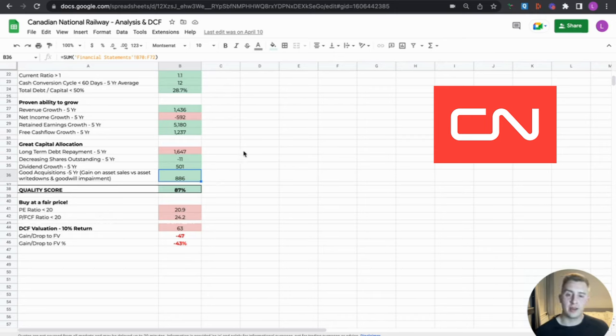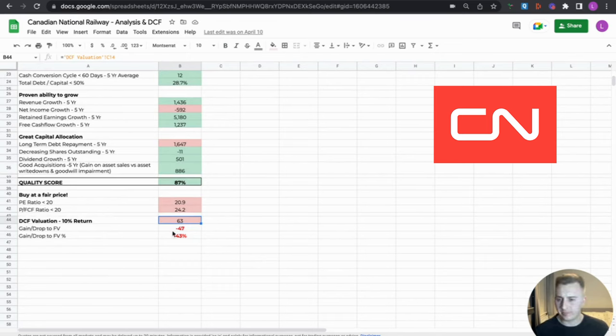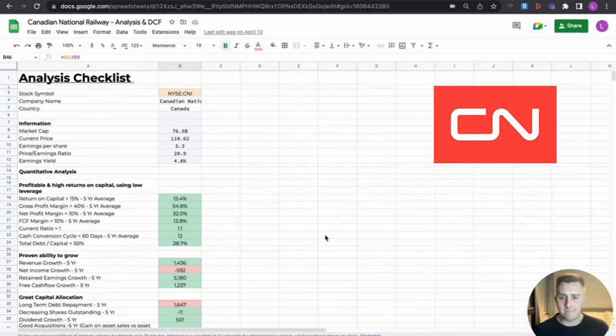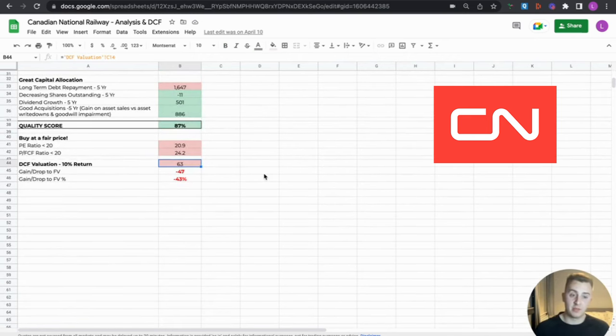Buy at a fair price. We want to buy companies at a fair price for many reasons. The lower you buy a company, simple as, the more returns you'll make. Just some basic metrics here: P/E ratio of 21 and price to free cash flow 24. Near enough where 20 is, but for a company which isn't growing much, 20 is a high P/E ratio, simple as that. So DCF valuation, 10% return, comes to a share price of $63 per share for the shares listed on the New York Stock Exchange. It needs to drop 43% for me to be interested. Current share price of $111.63. A long way to go before I'd be interested in CNR.